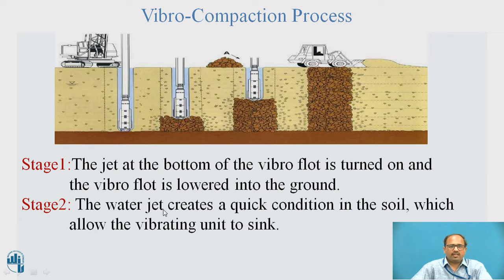Second step, the water jet creates a quick condition in the soil which allows the vibrating unit to sink. Along with this vibro float, we will attach or assemble one water jet, because of which the entire soil mass is in a highly dense state. That's why we attach the water jet. It creates the quick condition, which allows the vibrating unit to sink.